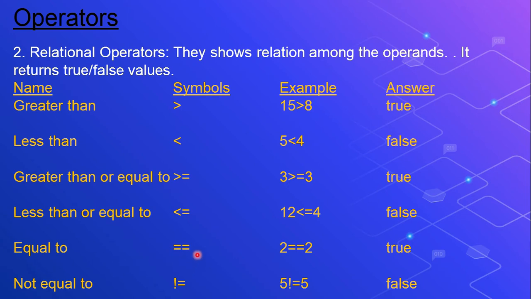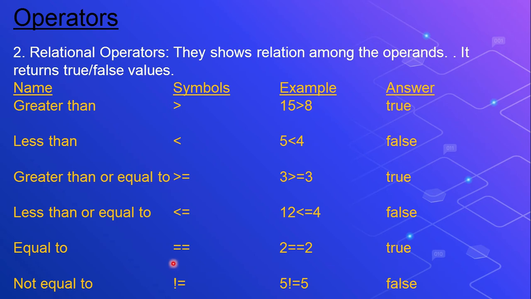Now equal to. This is double equal to. If you want to check the equality of two quantities, then double equal to is used. In mathematics, if you want to check equality, you use the single equal to symbol. But in Java, remember, it's double equal to. I am checking 2 is equal to 2. That means 2 is equal to 2, so true will be returned.